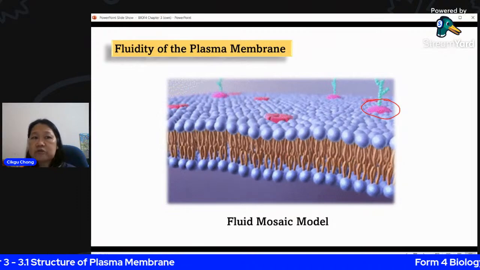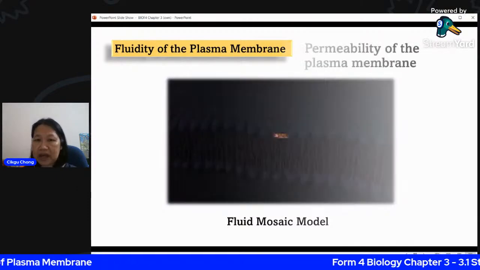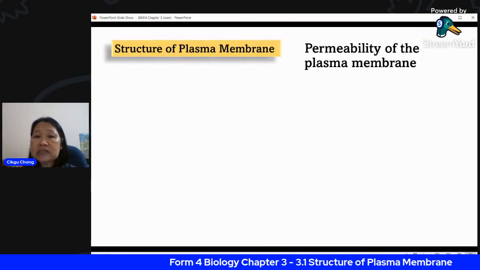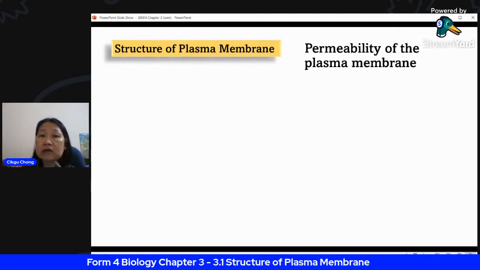We're coming to the end of 3.1. As long as you remember all that I've gone through, all the different components and their functions, and you must know how to label.